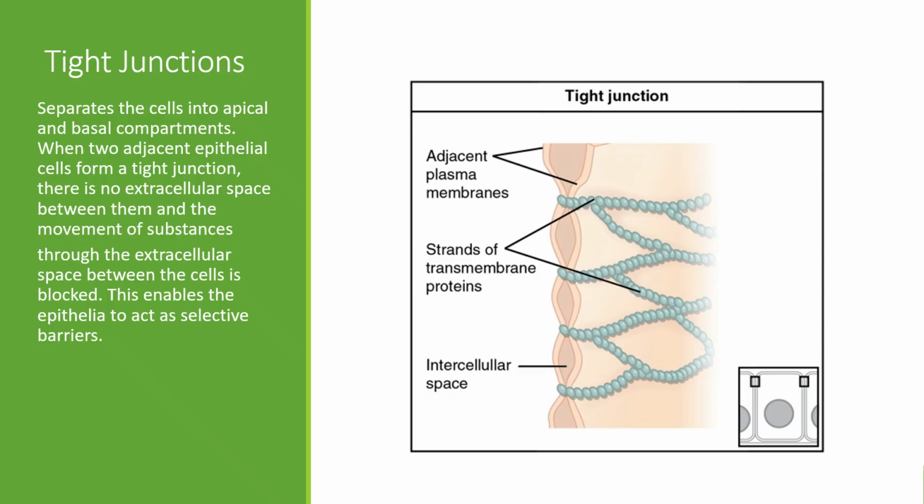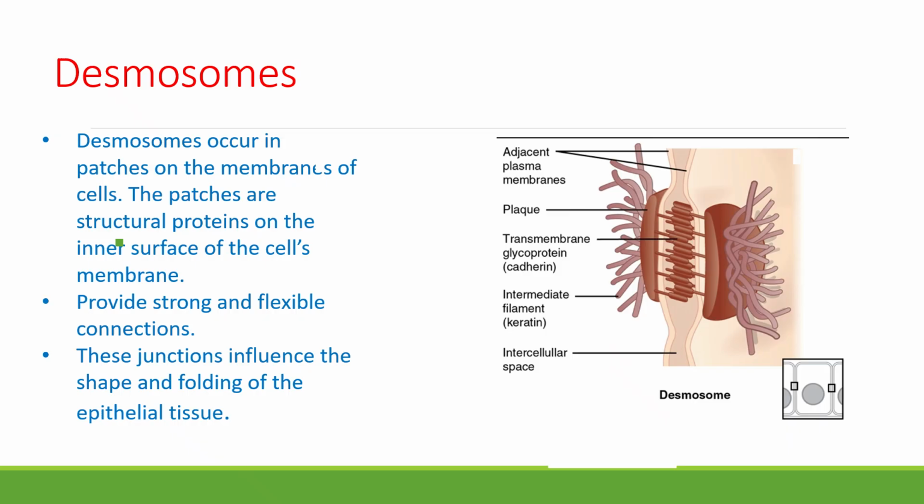Tight junctions are what separate the cells into the apical and the basal compartments, the top and the bottom. When we have 2 adjacent epithelial cells, they form a tight junction, and there is no extracellular space between them, so there's no movement of substances through the extracellular space between them. Nothing can get in between them. This enables the epithelial tissue to act as a selective barrier. It's almost like welding the cells together in those spots.